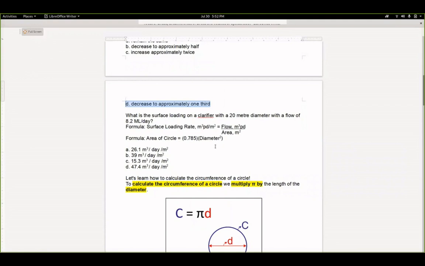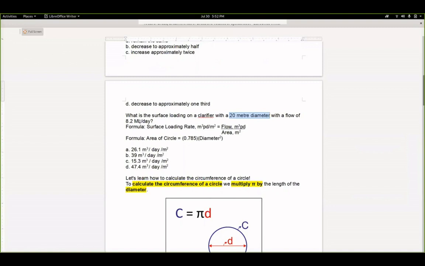So the formula for the area of a circle again is 0.785 times diameter squared. So we know that it has a 20-meter diameter and the flow is 8.2 megaliters per day. So to find the surface loading rate, we need to know the flow, and we already know the flow, but we need to translate that into meters cubed per day, and we need to find the area.